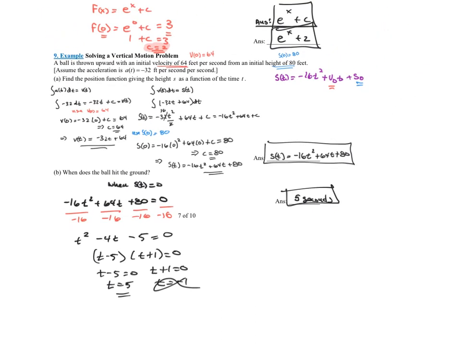Just from knowing an initial height and an initial velocity, we are able to work backwards, knowing what acceleration is. We can find the formula that finds the exact position at any given time t, and we can find exactly how long it would take this ball to hit the ground. So if you throw it upwards with an initial velocity of 64 feet per second, at an initial height of 80 feet, as long as there isn't wind resistance, it would hit the ground at exactly 5 seconds. Really cool.